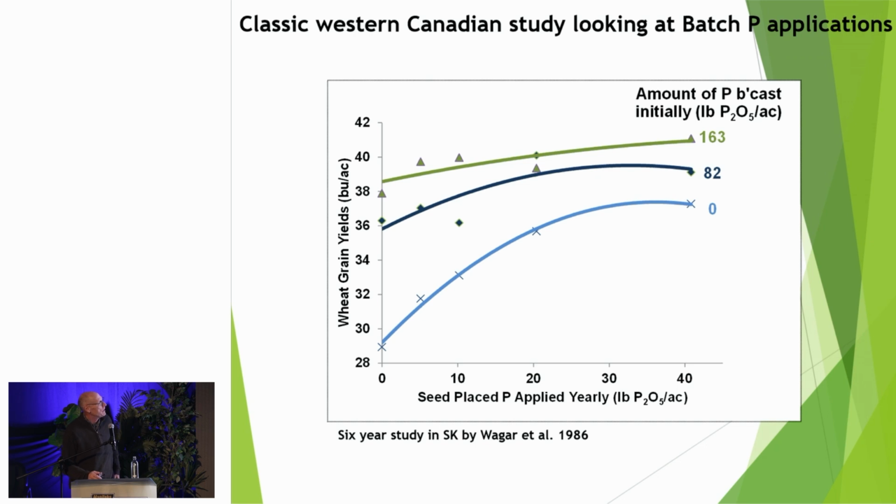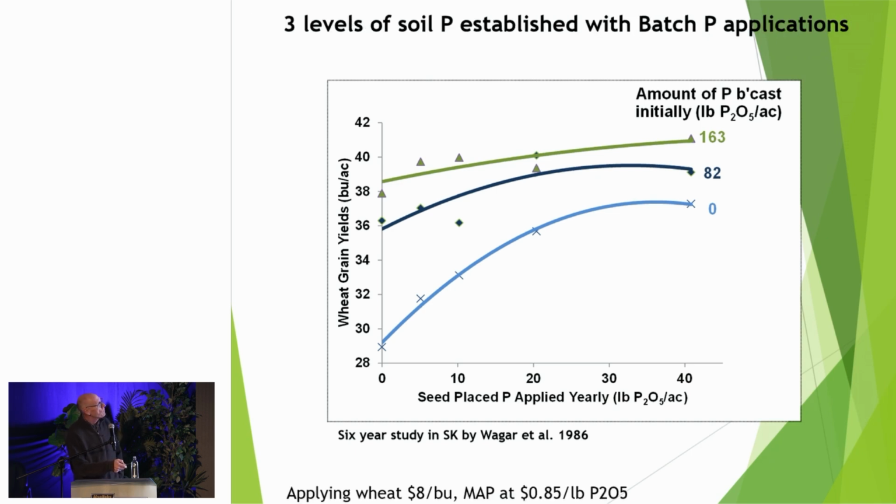The classic work done in Saskatchewan, I'm told, was initiated in the late 70s when phosphate prices were very low. So they thought, what happens if we, in this typical wheat system, batch apply some high rates and see what happens? They did this for 5 years, in 6-year studies. They did 5 years of wheat following applications of 160 and 82 pounds of phosphate per acre. And then over the 5 years, they produced these yields.